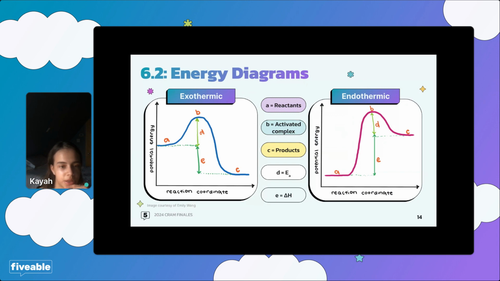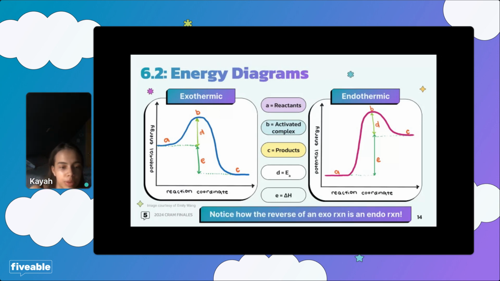So an endothermic reaction pretty much is just the opposite, right? Instead of heat exiting the system, the products are now higher than the reactants, so you have heat entering the system. Everything else is pretty much the same. The A, B, C, D, E are still defined the same way. But just notice that the exothermic and endothermic reactions are reverses of each other.